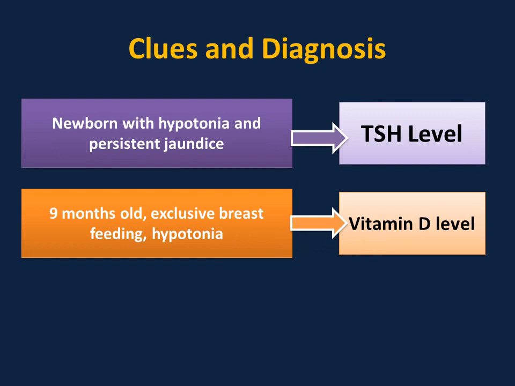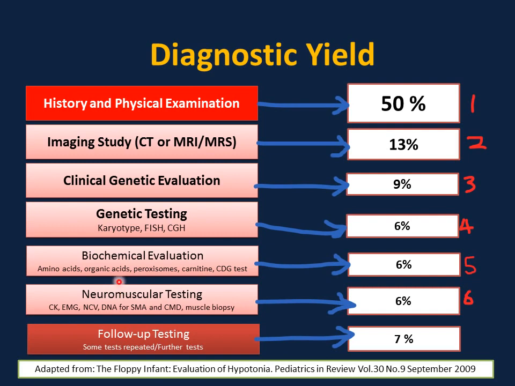This is an excellent table explaining methods of diagnosis of cases of hypotonia and the percentage of successfully diagnosed cases. As you see here, history and physical examination is responsible for 50% of the cases. This is step number 1. This is the most important step, including family history, prenatal, perinatal, neonatal history, and a complete neurological examination.